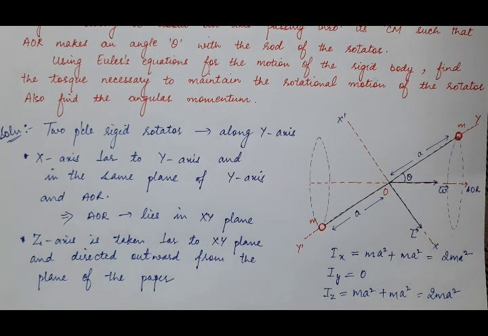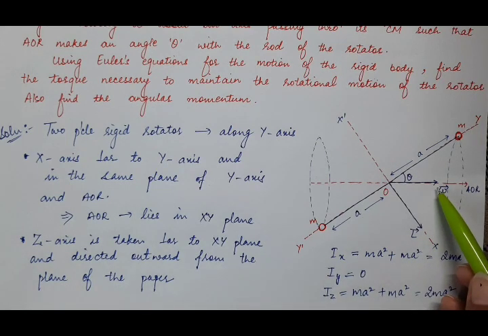And we know that in case of Euler's equations of motion for the rigid body, to find the values of torque, we need the values of principal moments of inertia, and also we need to know the values of the components of the angular velocity vector, that is omega x, omega y and omega z. So now we will calculate these components of the angular velocity vector.